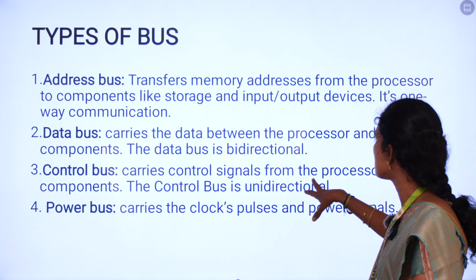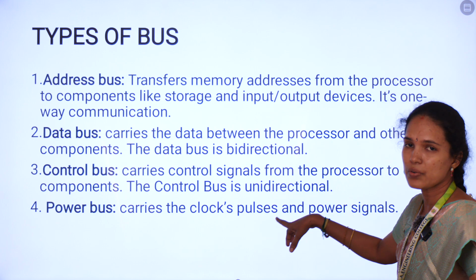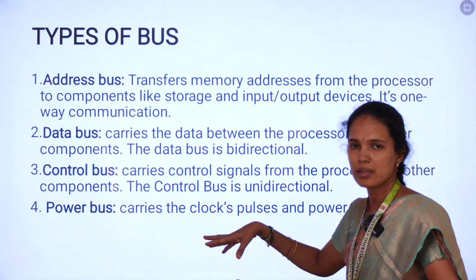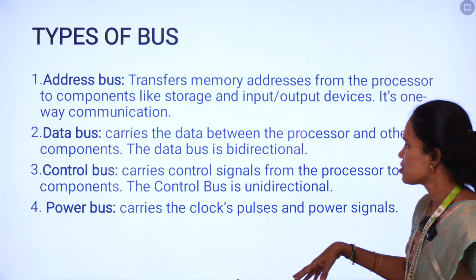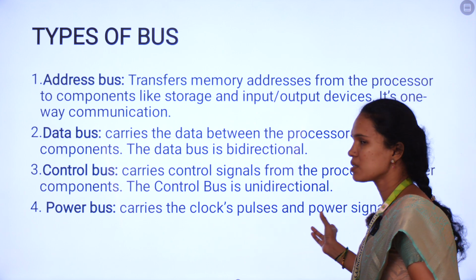So it carries the control signals from the processor to other components. The control signal is unidirectional. Like the address bus, the control bus is also unidirectional. And last, the power bus. What is the power bus? It carries the clock pulses and power signals. What are clock pulse and power signals?